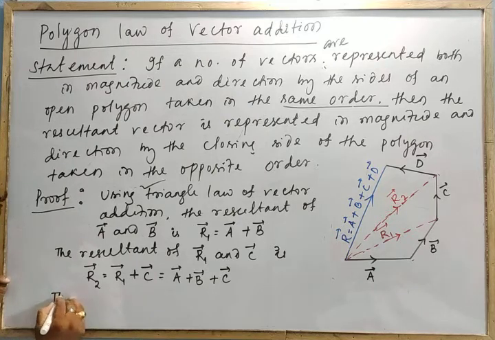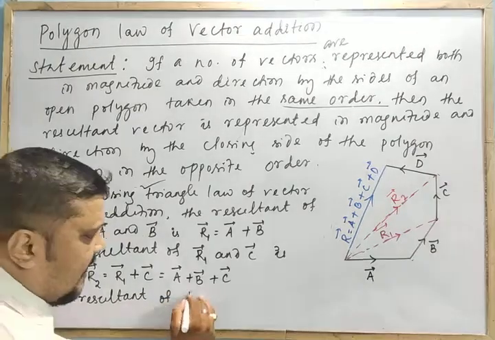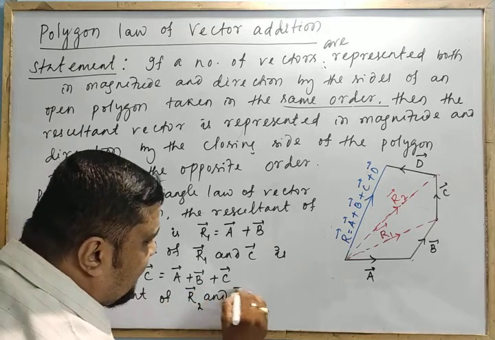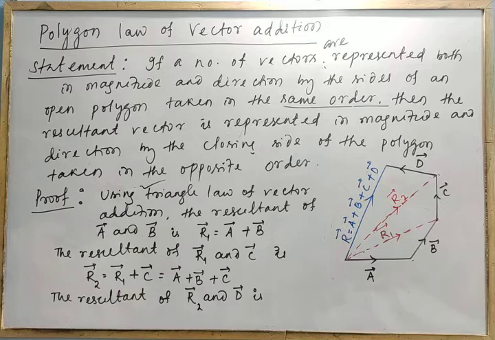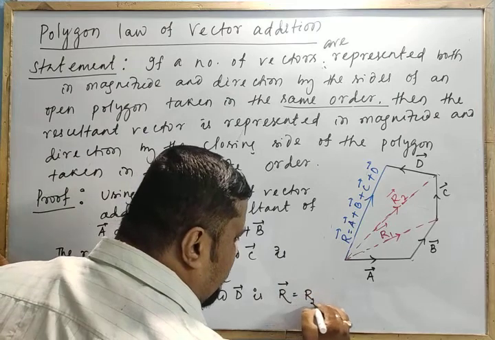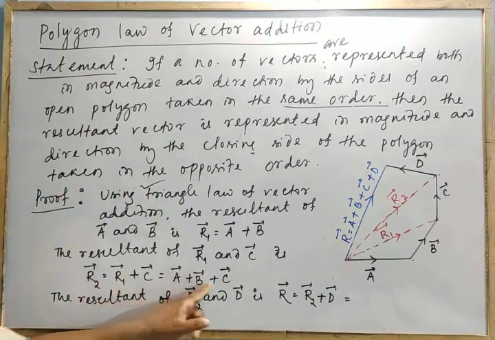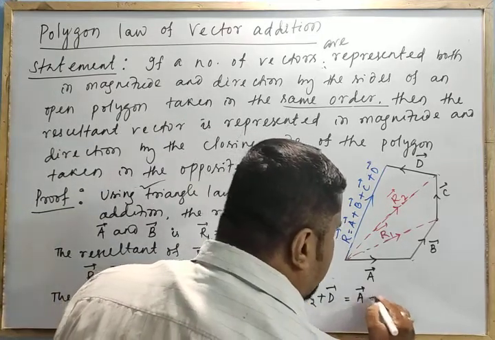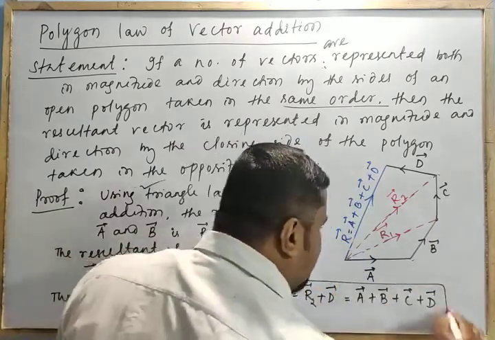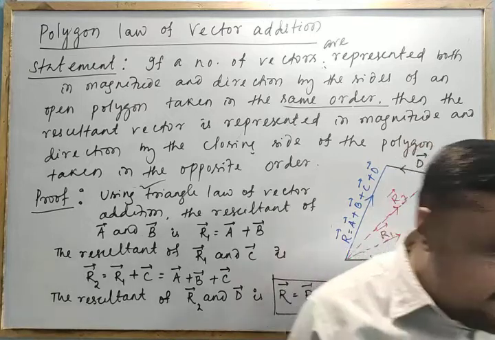Now, the resultant of R2 and D is R. So R is equal to R2 plus D. Then what is this R2? A plus B plus C. Put this R2: A vector, B vector, C vector, D vector. What you got? The resultant is equal to A plus B plus C plus D. Very simple. Okay? Is that clear?